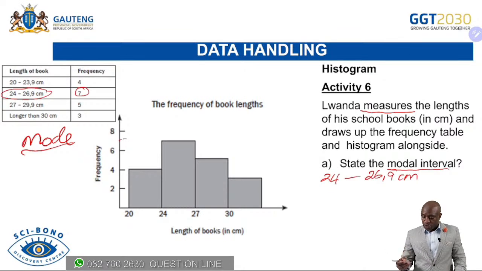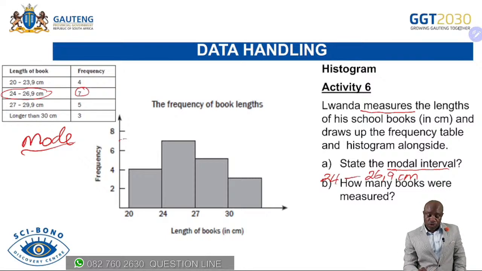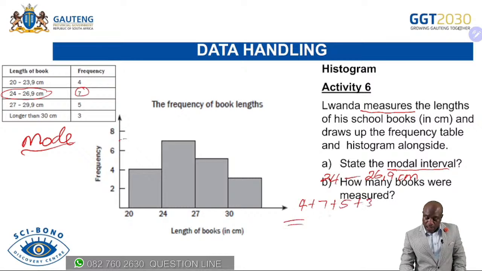Now let's move on to the next part. How many books were measured? If we are asked how many books, we then go to our graph and even to our table and add the numbers. That's 4 plus 7 plus 5 plus 3. And that will give you 19 books. So 19 books were measured by Luanda.